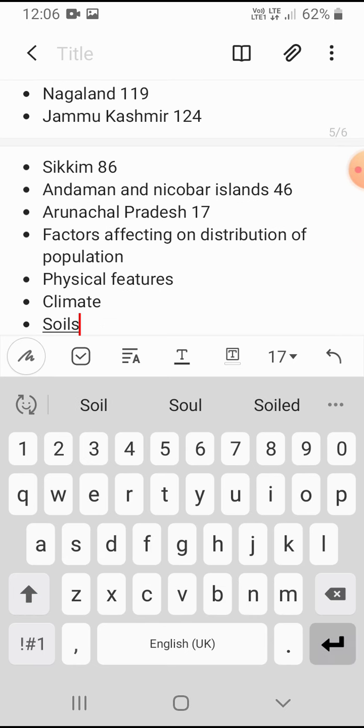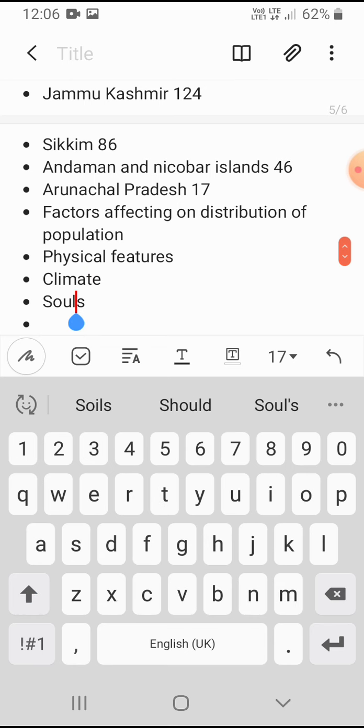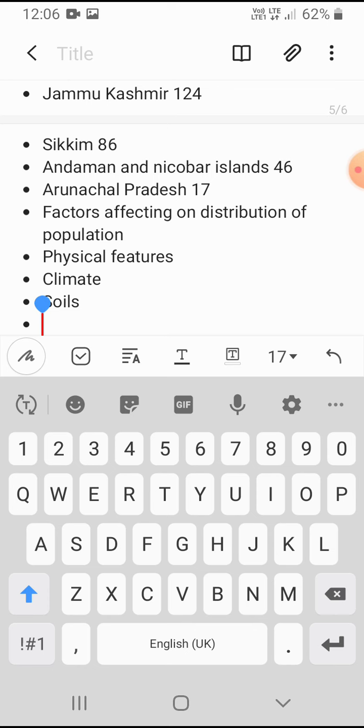Soils. There are different types of soils, as you learnt in your Indian soil chapter. The fertility of soil attracts more population. As you know, in agriculture, farmers go to a place with more fertility, and more people will be living in that area. The western coast and eastern coast, or infertile sandy soils, have low population density because there is no agriculture, and only some industry workers will be living there.